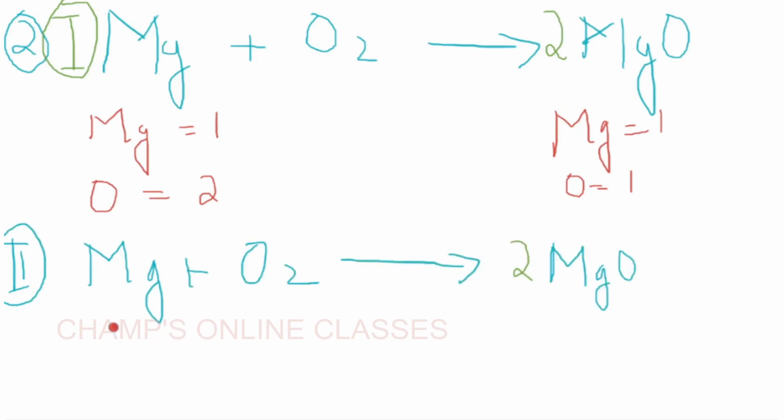Let's count again. Now this time Mg is 1 on the reactant side, but Mg is 2 on the product side. That is 2 into 1, 2. Oxygen is 2 on the reactant side and 2 on the product side. So oxygen is balanced.